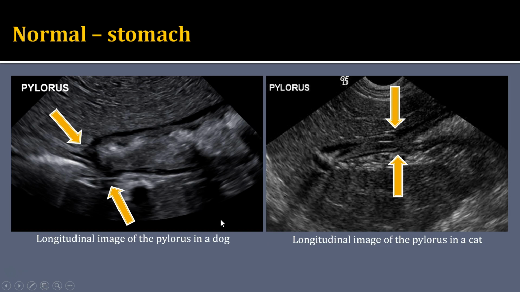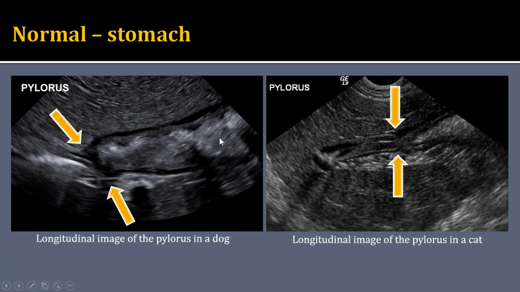This slide shows the pyloric portion of the stomach. On the left, we have a dog. So this is a longitudinal view. We have some luminal content. When we get from the pyloric antrum toward the actual pyloric sphincter, one thing to notice is that the muscularis layer will actually get a bit thicker. Not a whole lot, but a bit thicker. So the hypoechoic outer muscularis layer. That's because we're going into where we need the muscle for the sphincter. And then to the left of this image is the duodenum.